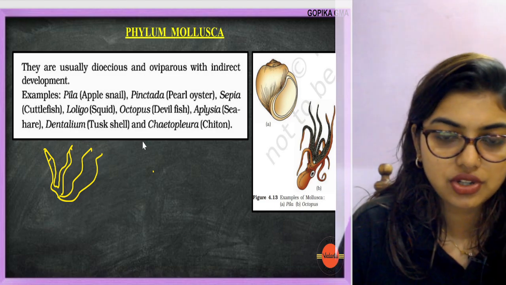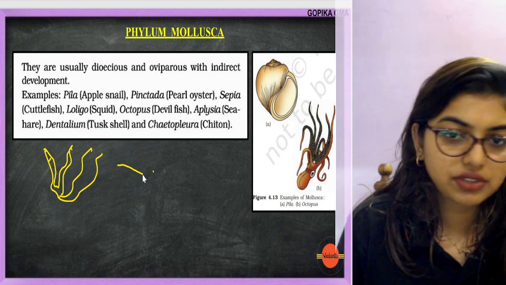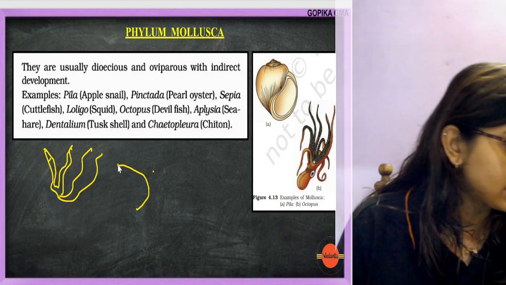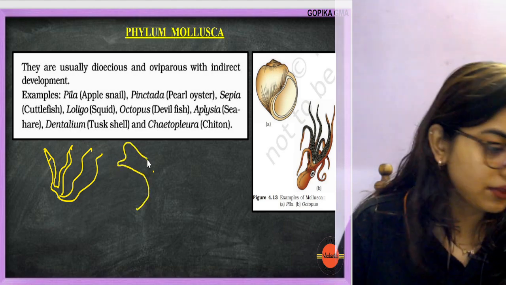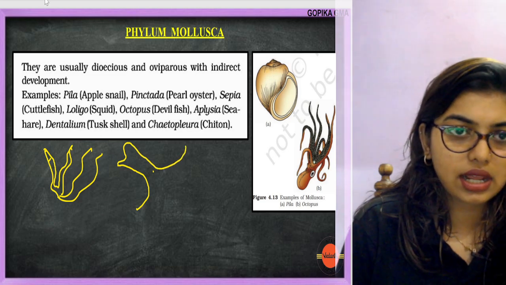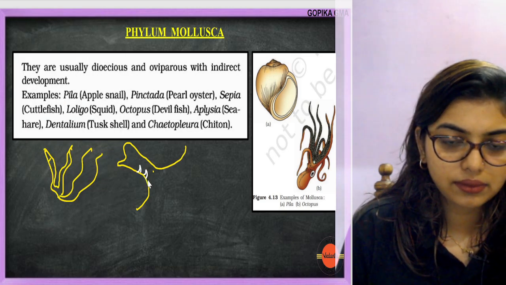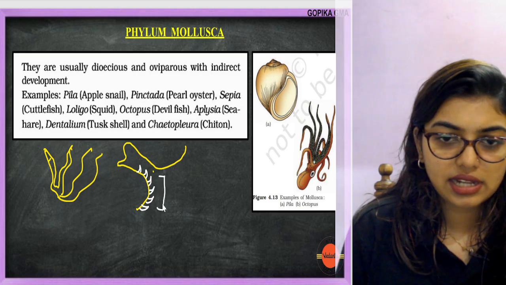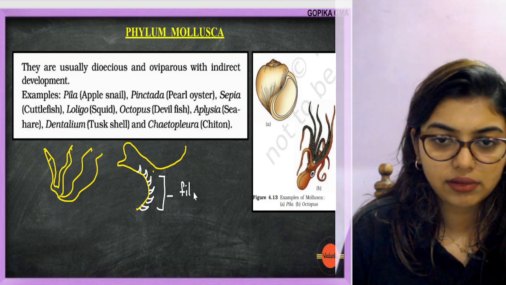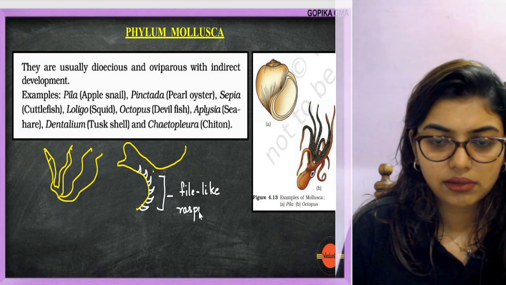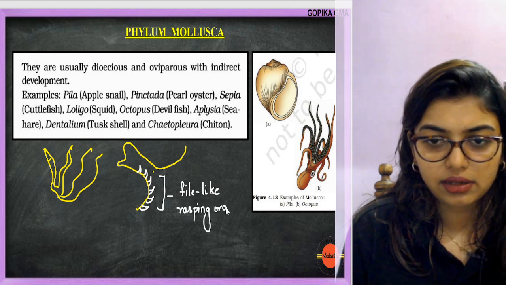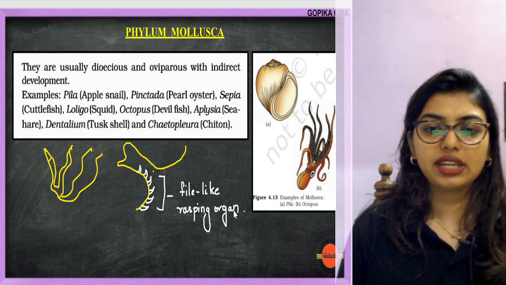Now I have drawn a bigger structure. If I draw the structure which I'm seeing here, it is looking like this. This is the mouth structure they have drawn, and the radula is here, like this. This is a file-like rasping organ. Okay, file-like rasping organ.